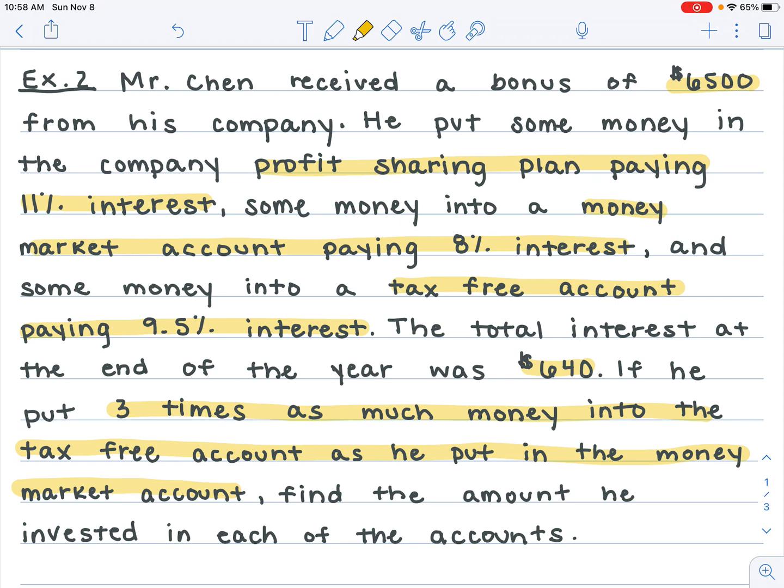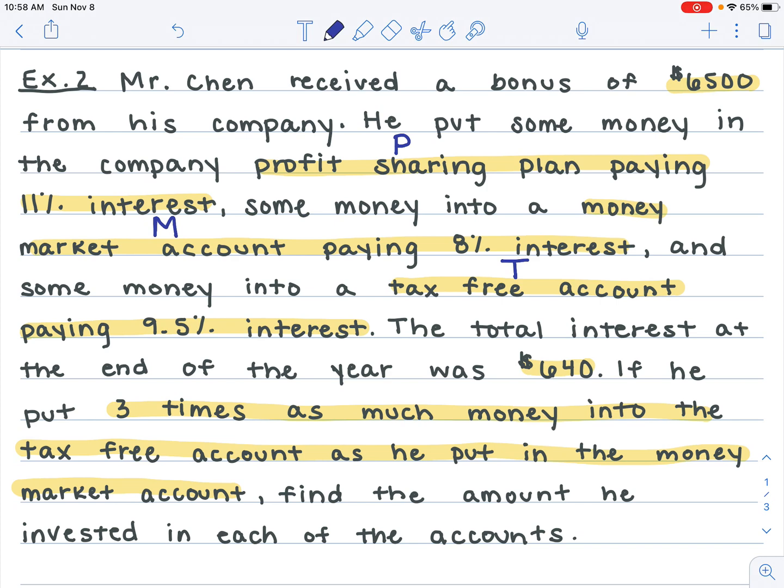So we have a lot of things going on in here. To me, there are 3 accounts we're talking about here. We have the profit sharing plan. I'm going to title this P, profit sharing plan. We have the money market account. I'm going to title this M for money market. And we have the tax-free. I'm going to call that T for tax-free account, paying the interest.